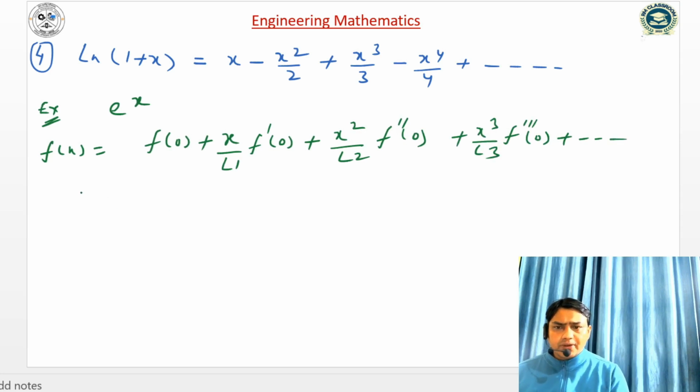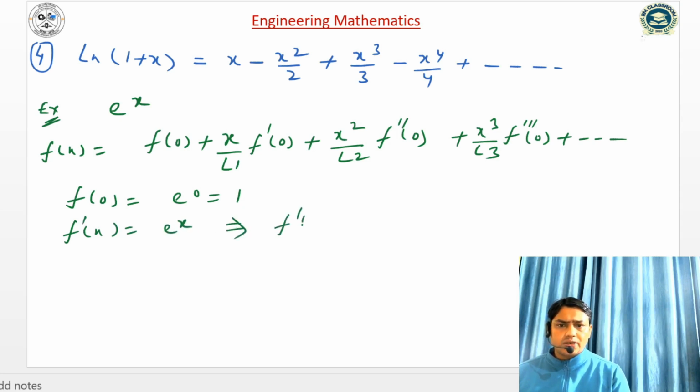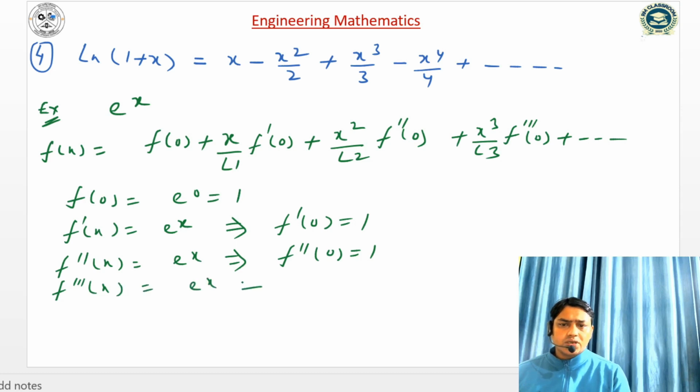Firstly I will compute f(0). f(0) is equal to e to the power 0, it is unity. Similarly, if I compute f dash x, it is once again e to the power x, so f dash 0 is unity. Similarly, f double dash x is e to the power x, so f double dash 0 is also unity. Similarly, f triple dash x is equal to e to the power x, and it is unity. Put the value of these derivatives.